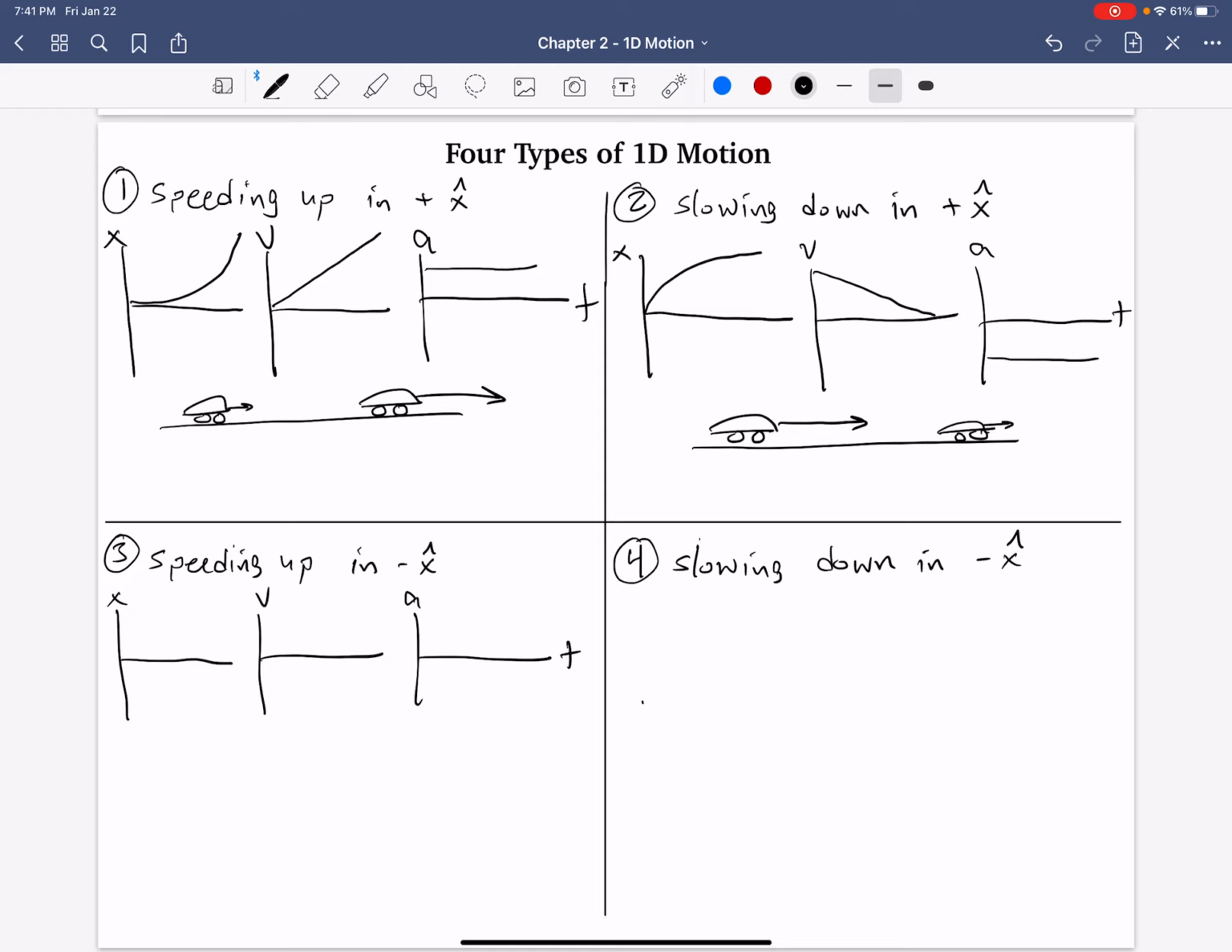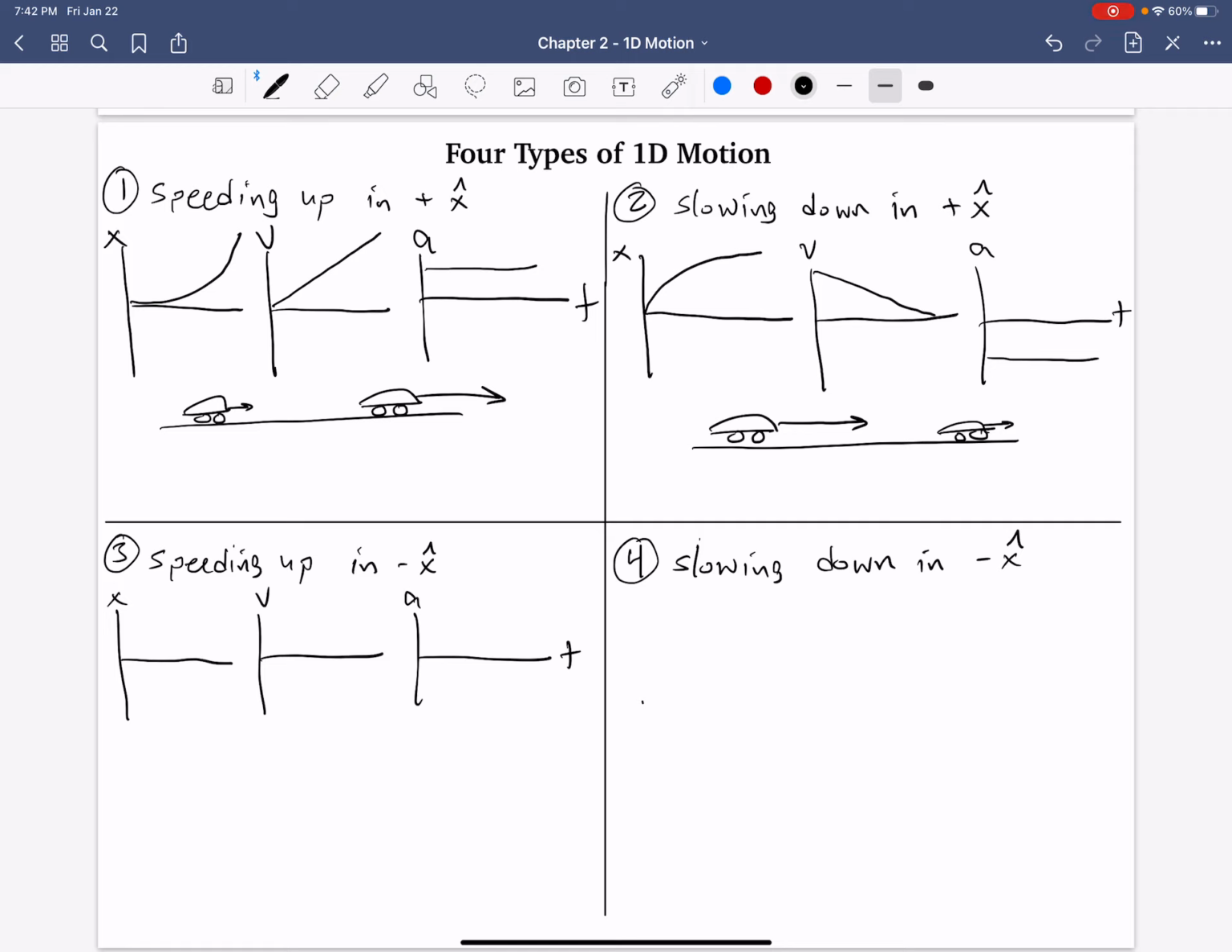It's speeding up in the negative x direction. So now that car from points 1 and 2 is going to the left, now in number 3. In a position versus time graph, it speeds up, so the slope must be increasing, right? But increasing in the negative direction.